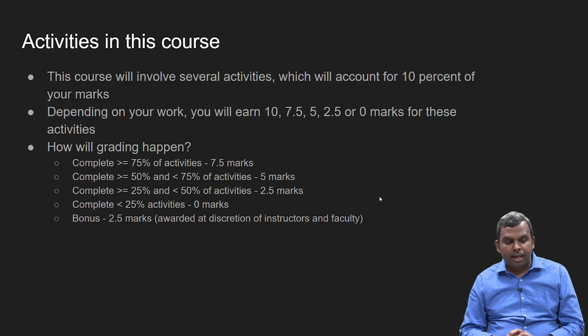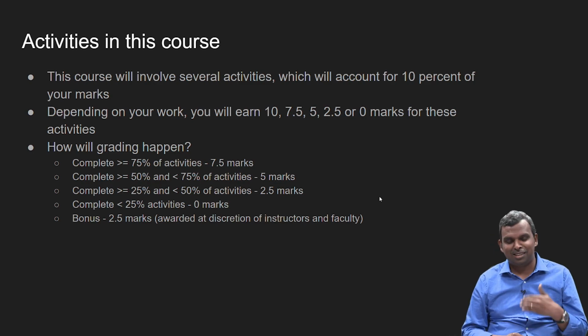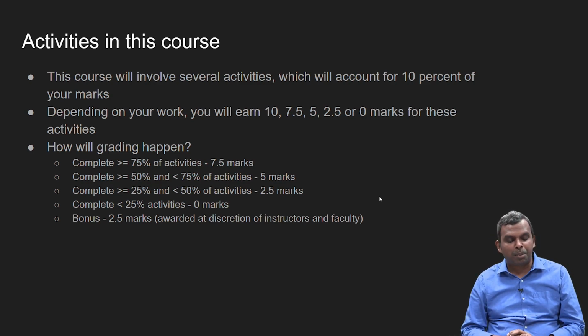I'll assign activities for you every week, maybe one or two, or maybe some weeks no activities. Depending on what fraction of those activities you complete, you will get some marks. You can get 7.5, 5, 2.5 or 0 marks depending on how many activities you complete. There's also a bonus that I might give if you do some of the activities exceedingly well. But overall it's just 10%, and like I said, it's a bonus on top of what you already have, right?